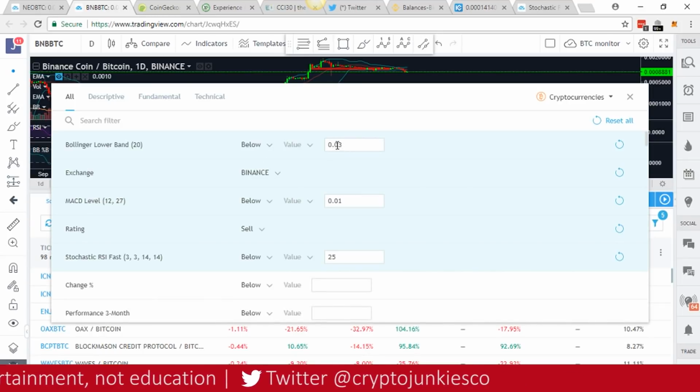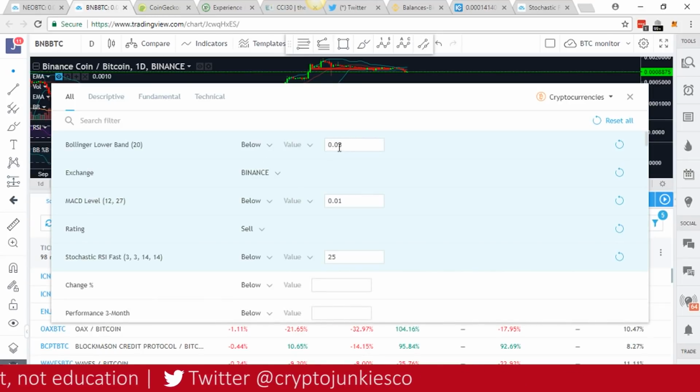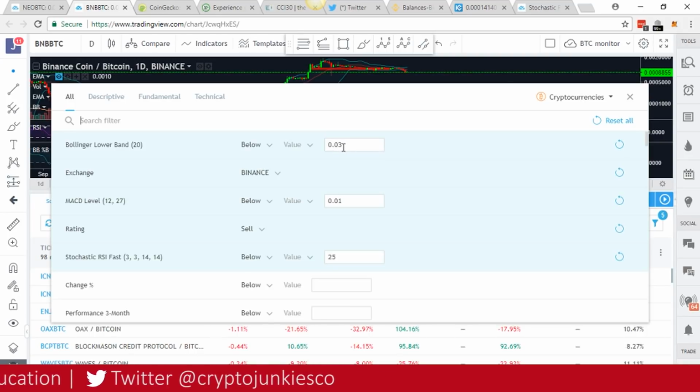All right, 0.03 is our setting there. That's how we got it. Tested 0.03 all the way up to 0.09. I think those are very, very good numbers to test and see what they get you.